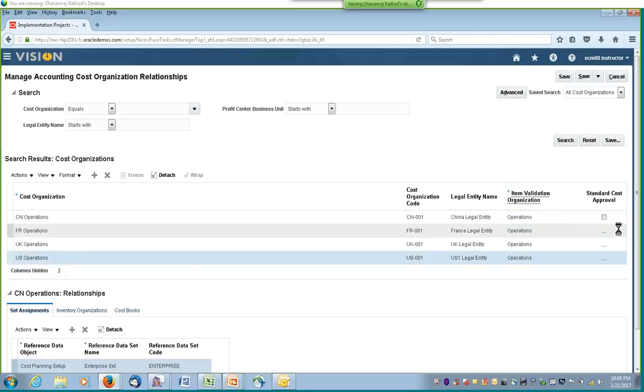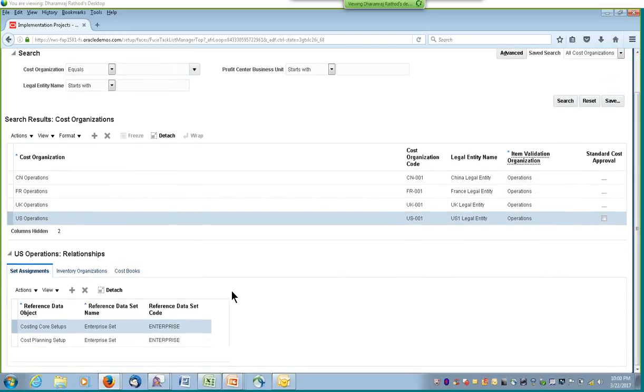So I look at the US operations, that's my cost organization. I would always use it for this entire workshop. So it would be US operations, and you see here set assignment. It's nothing but the set ID. These are the set IDs my organization would use, and I would have various setups which are done in context of set IDs, and all of the setups will be applicable for US operations.